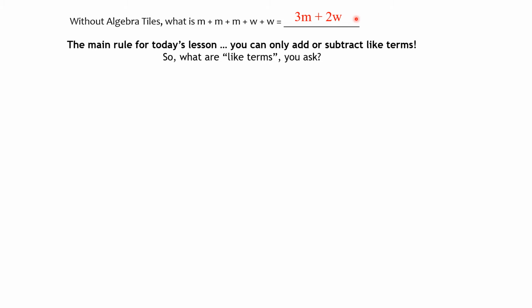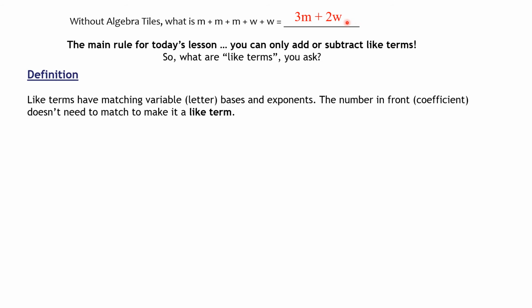The main rule for today's lesson is you can only add or subtract like terms. So let's just clarify. What are like terms? Definition. Like terms have matching variables, that's the letter, bases, and exponents. So this is an m. If it were an m squared, it could only match up with another m squared. The number in front, that's the coefficient, doesn't need to match for it to be a like term. So it doesn't matter that this is a 3 or a 2. The reason they're not like terms is because one's an m and one's a w. The number in front doesn't matter.